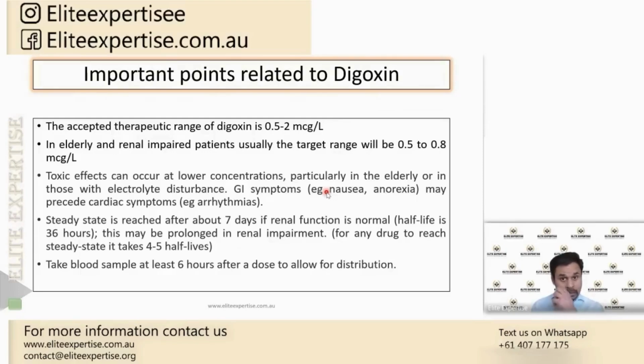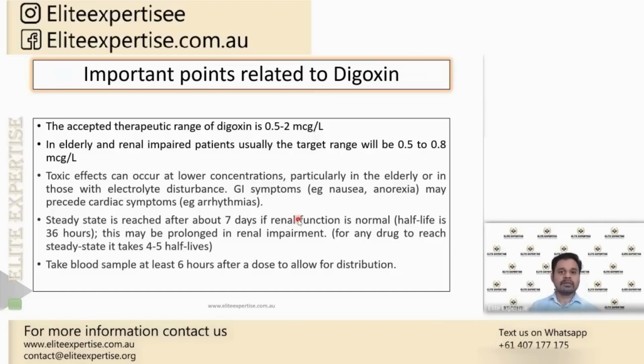Usually digoxin's steady state concentration is reached after 7 days. If the patient has normal renal function, it takes at least 7 days to reach steady state concentration. If the patient has renal impairment, it may take longer. Instead of 7 days, it may go even up to 14 or 15 days to reach the steady state concentration.